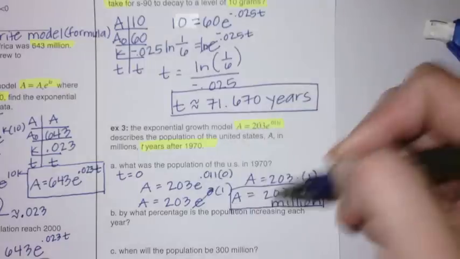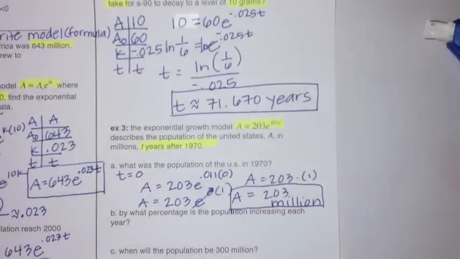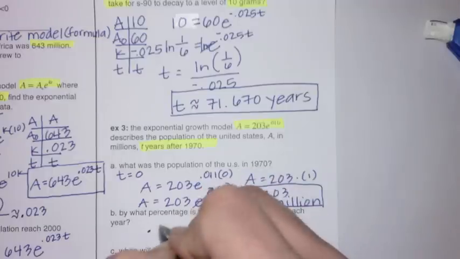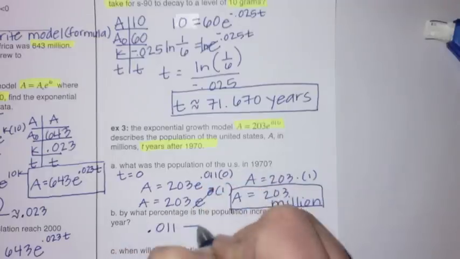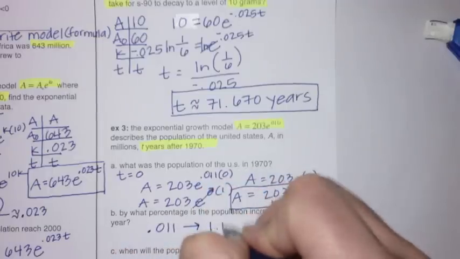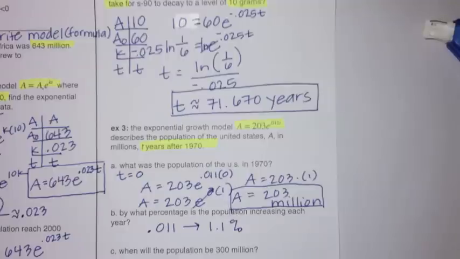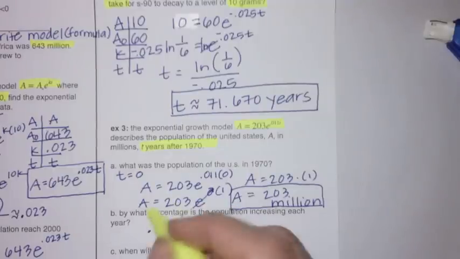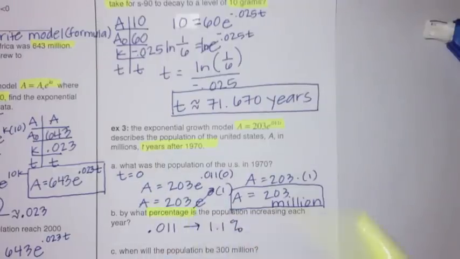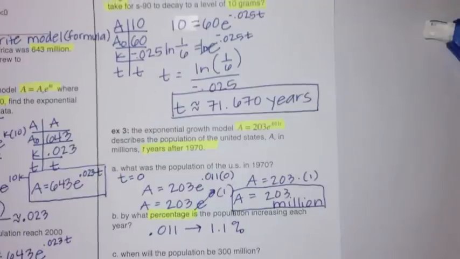By what percentage is the population increasing each year? So that's your value of K, that's your rate. It does ask for a percentage, so I'm going to convert that to 1.1%. So that's the population growth rate. I'm just going to highlight percentage there, that's K. When will the population be 300 million?